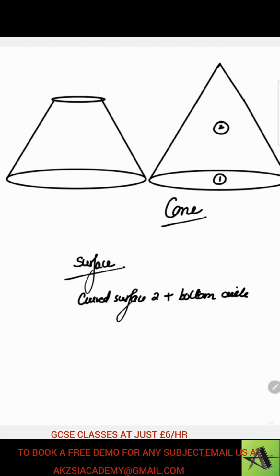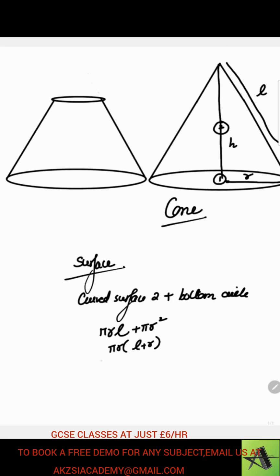If this is the radius r, we have this vertical height here, and this one is the slant height, which is L. So the curved surface area is pi r L. This is the formula to calculate the curved surface area. And the bottom one is a circle, and the area of a circle is pi r squared. So this will be pi r times (L plus r). That would be the total surface area of this cone.